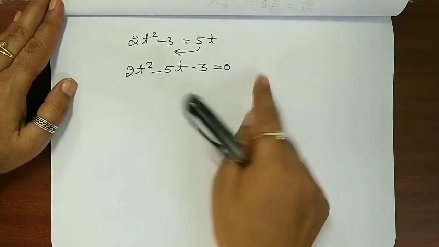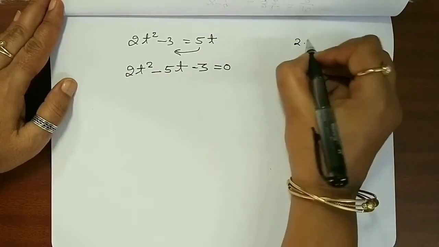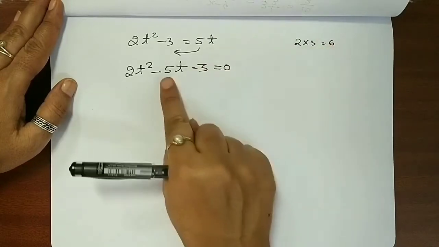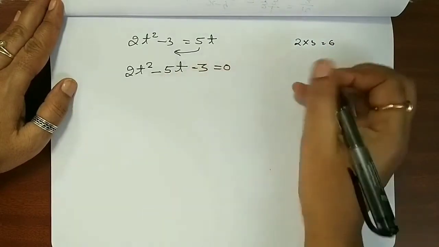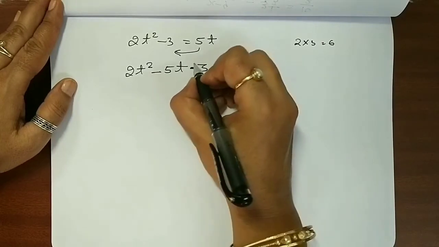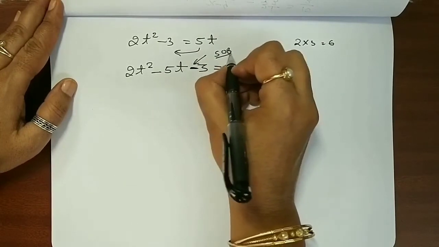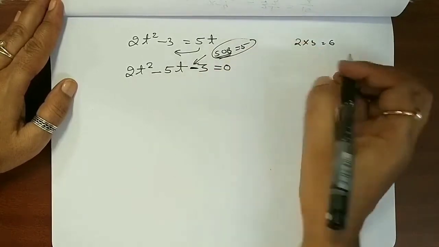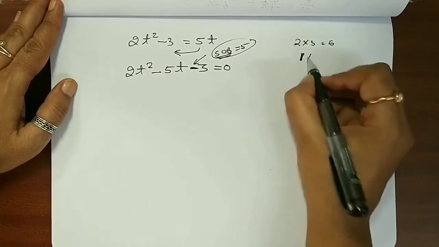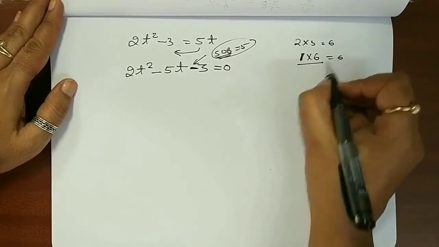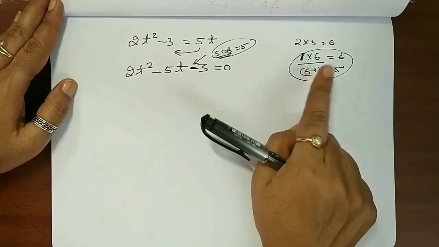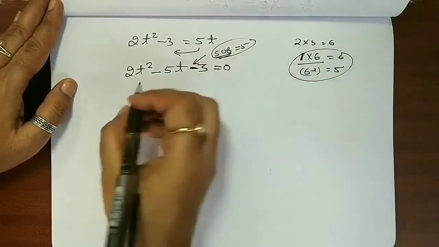So I got the quadratic equation. So what are the factors? 2 into 3 is 6. So 6 I have to factorize to get 5. After subtraction, you have to see this sign. This is an important sign. So after subtraction, I have to get 5. So I can use 1 into 6 is equal to 6 and 6 minus 1 is 5. So my requirement is getting over. So I am going ahead and using 6 and 1.